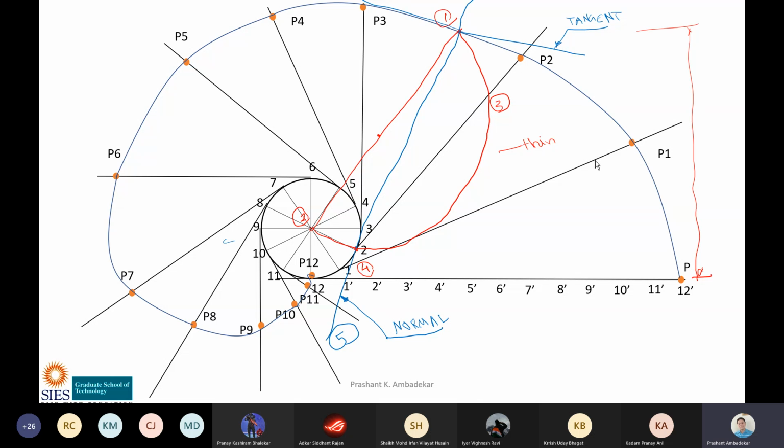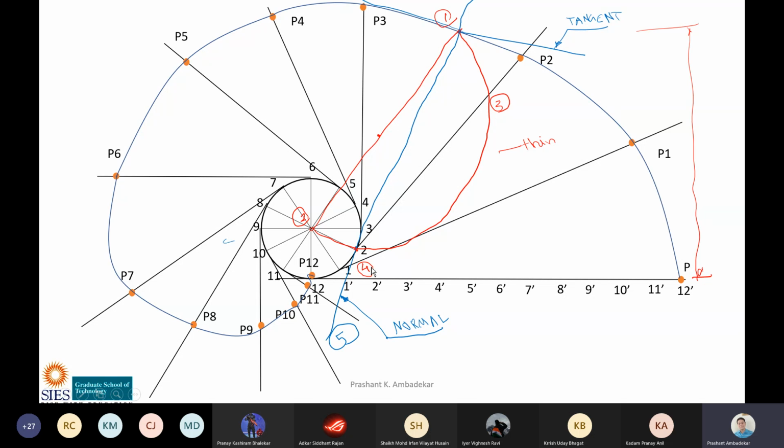Okay, there is one more thing which I want to tell in this involute. Now see, in this case, sometimes you may get a question that a thread is unwound from the circle.